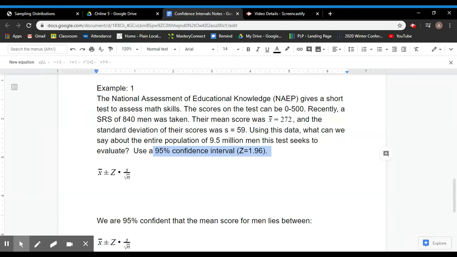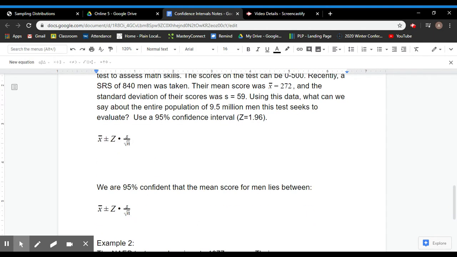All right, so this example gives us all the information, and then it says use 95% confidence to find the population mean. So we have our new formula here, our new confidence interval formula. We need to find a 95% confidence interval, so I'm just going to take my numbers straight from the prompt and input them right into the formula. This is a pretty easy, straightforward example. All you need to do is take the numbers and put them into the right spot.